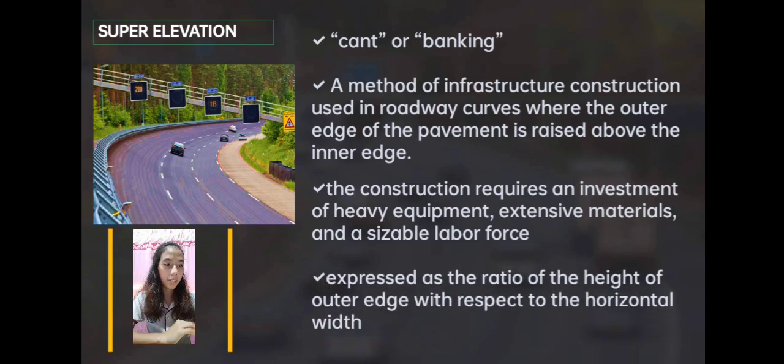Next, super elevation is expressed as the ratio of the height of the outer edge with respect to the horizontal width. There's more. In the other reference that I got, the definition of super elevation is the rotation of the pavement on the approach to and through a horizontal curve. It is a special design of a road that allows drivers to safely exit the road at high speeds, that allows drivers to adequately take a turn without skidding or crashing.